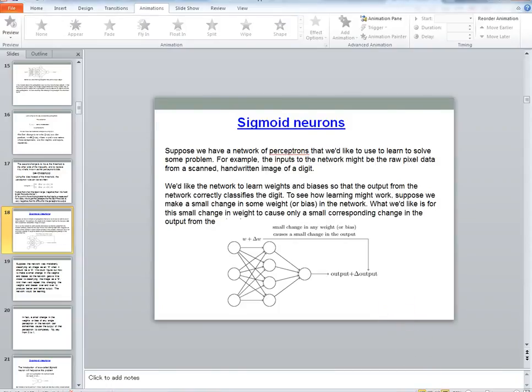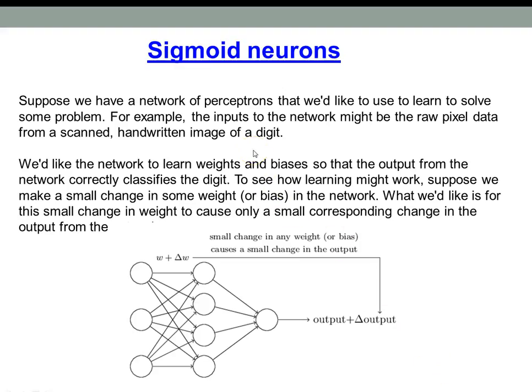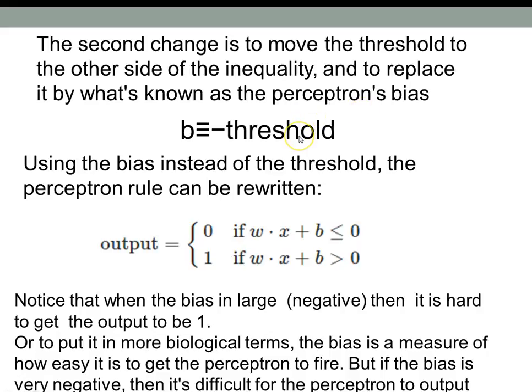So, let's go back to here. Suppose we have a network of perceptrons, these things, that we'd like to use to learn to solve some problem. For example, the inputs of the network might be the raw pixel data from a scanned, handwritten image of a digit, like we just said. We'd like the network to learn weights and biases. Now, we already introduced the idea of the bias, which is what? It basically was the threshold, right? The bias was negative the threshold, so we already introduced that as well.